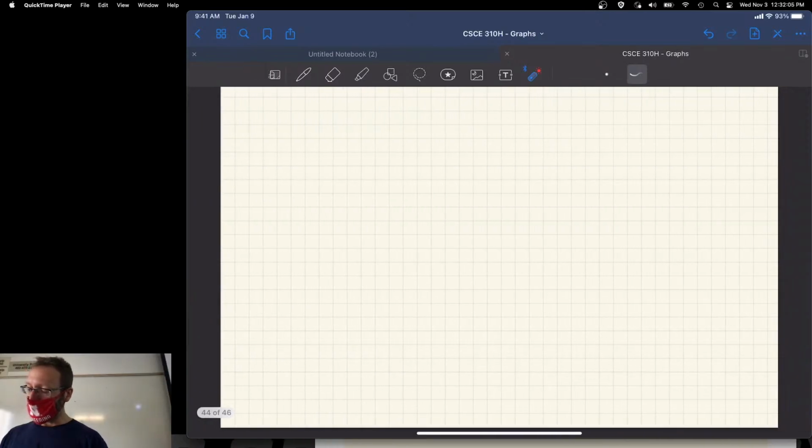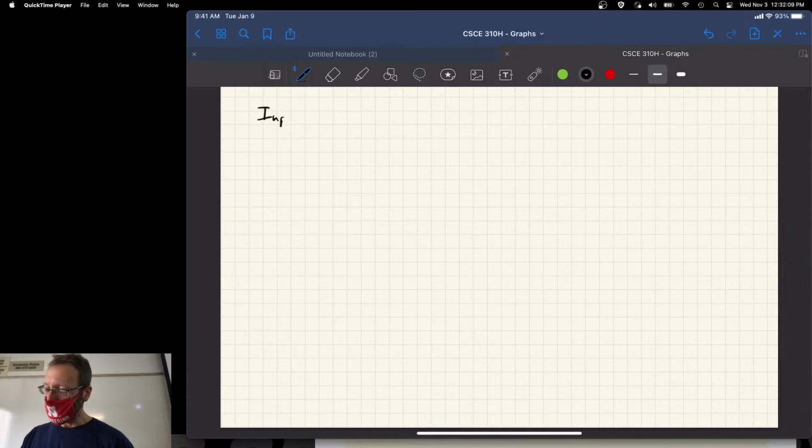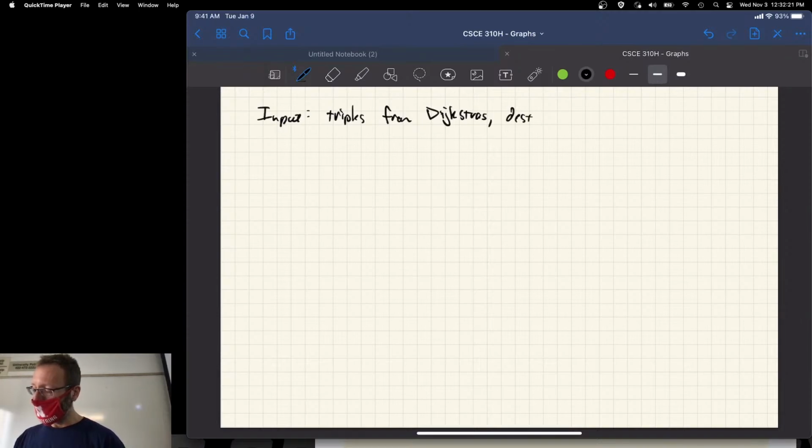So if we want to, we can write some pseudocode to codify this. What's my input going to be? It's going to be triples from Dijkstra's and a destination vertex. I'll just call it Y. Implicitly here, in Dijkstra's, you started at a source vertex. So if you want to, we can say the source vertex is part of the input too.